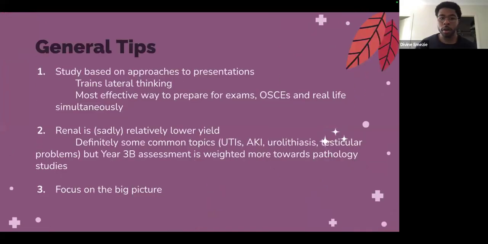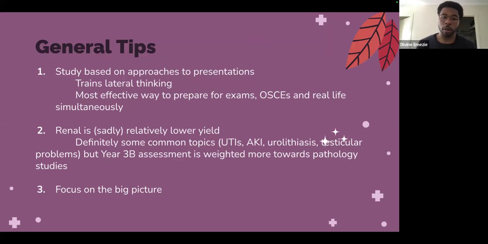I like renal a lot, although sadly, I think it's done a bit dirty in Year 3 in terms of the matrix. There's only a couple R1s, and to be honest, a lot of the content in assessment ends up getting weighted more towards your pathology studies. Of course, some of these topics you'll see a lot in placement. I guess the exam tries to reflect that in some ways.